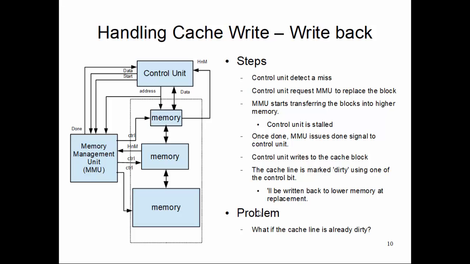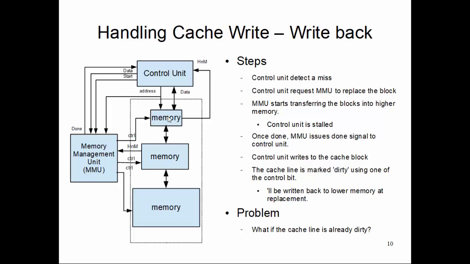Write back. So if the control unit detects a miss, the control unit requests the MMU to replace the block. Okay, and the control unit is stalled. Once done, the MMU issues the done signal to the control unit, and the control unit writes the data into that cache block, and now it marks that block as dirty.